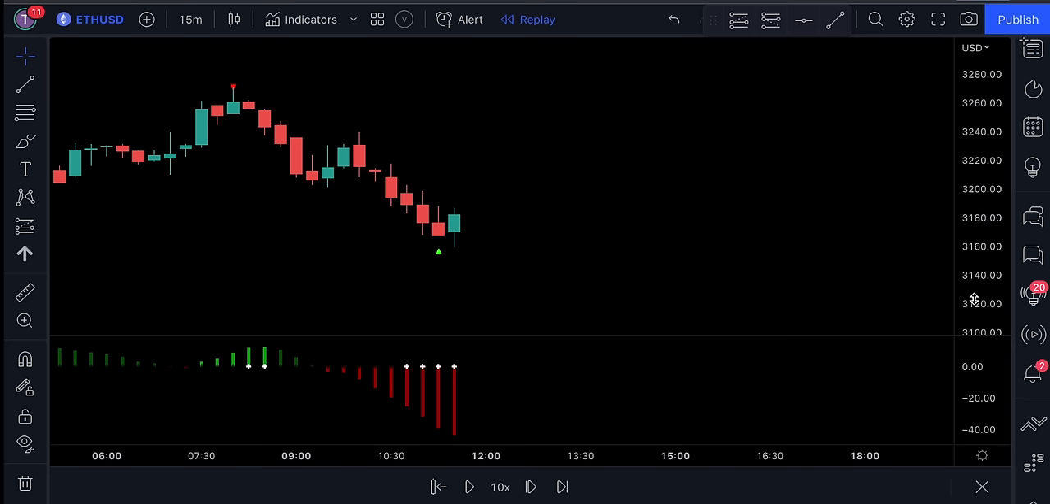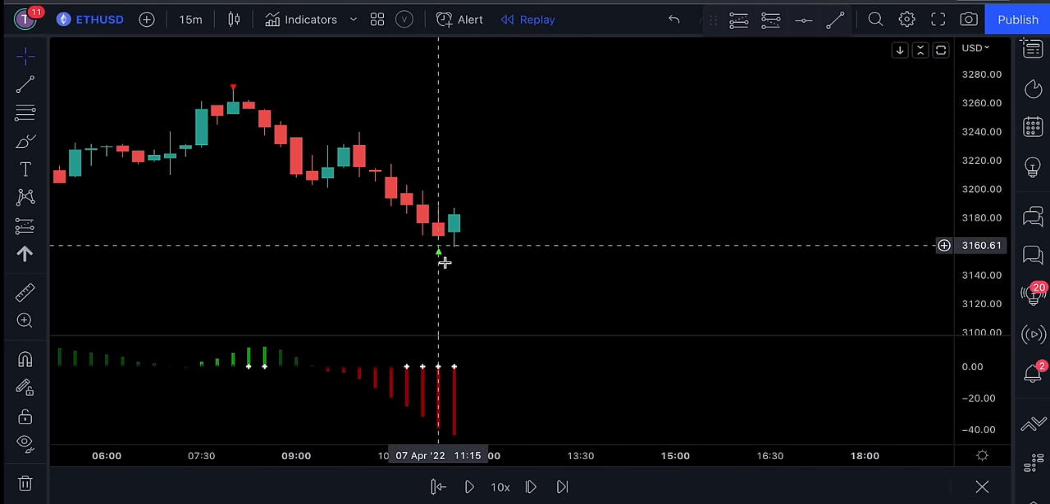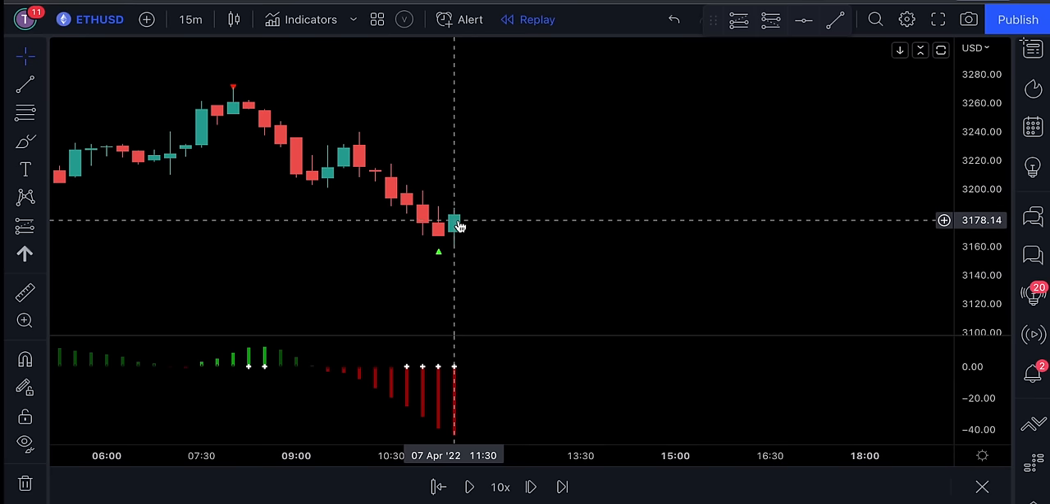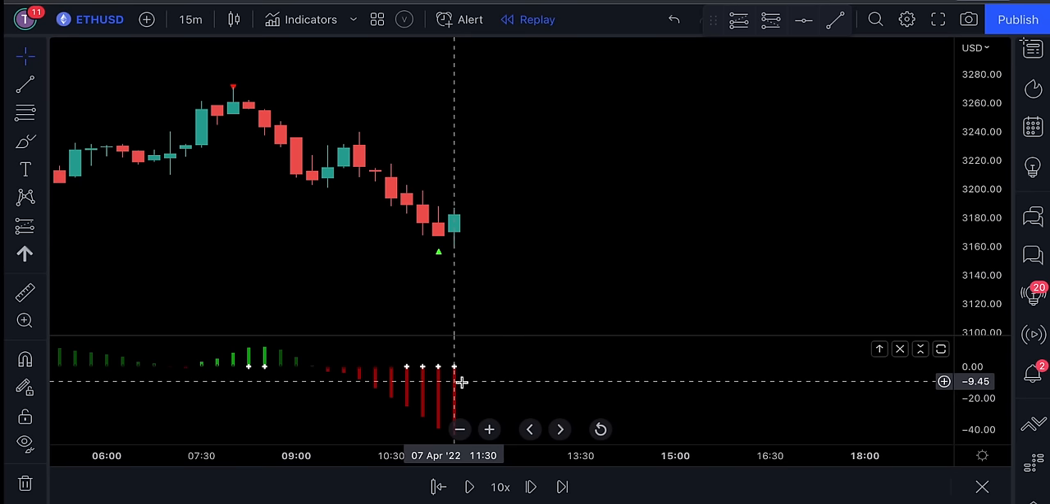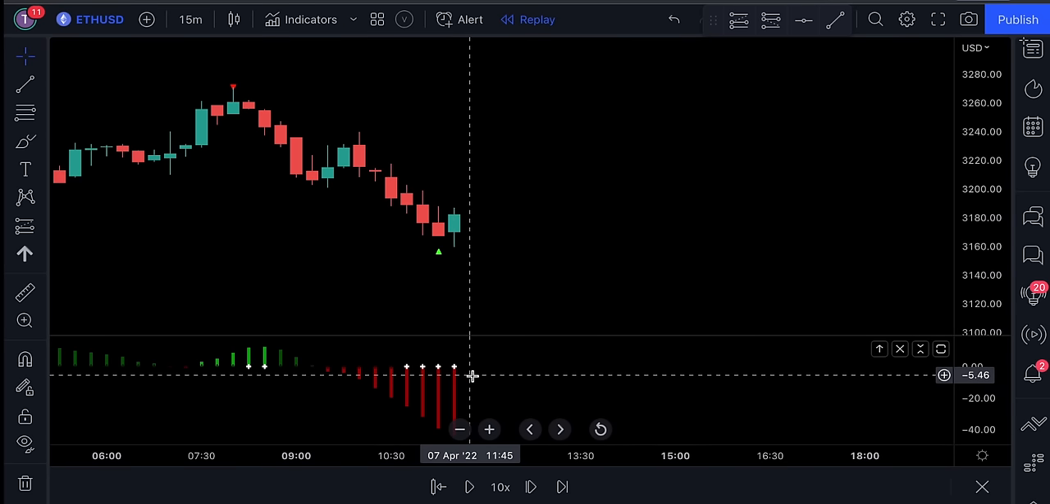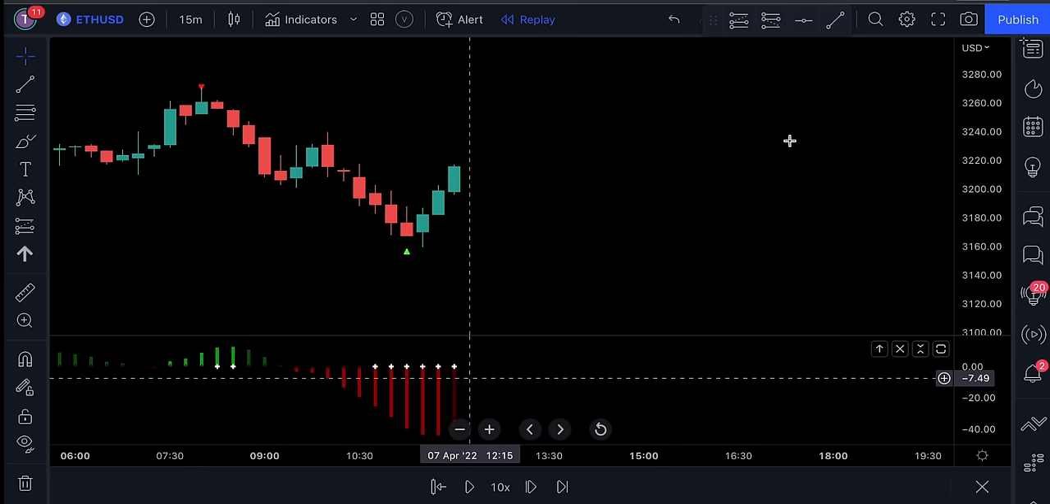Okay, let me give you one more example for a valid long entry. Here we see that the envelope has given us a long entry. The following candlestick is bullish and it's engulfing. The squeeze momentum oscillator is still red and now we're simply waiting for it to switch to dark red. Alright, we see the indicator finally changed the color.